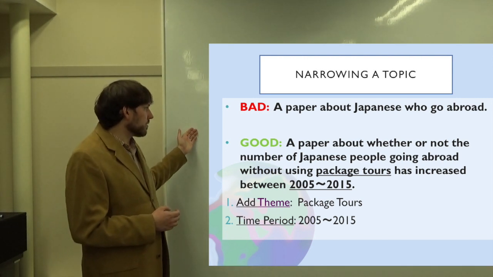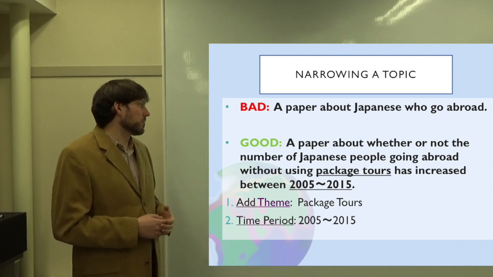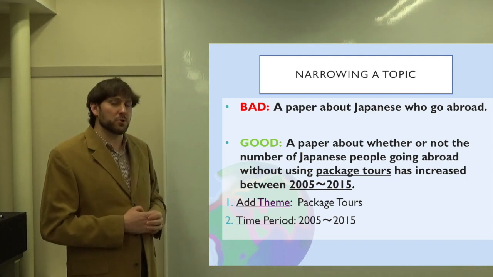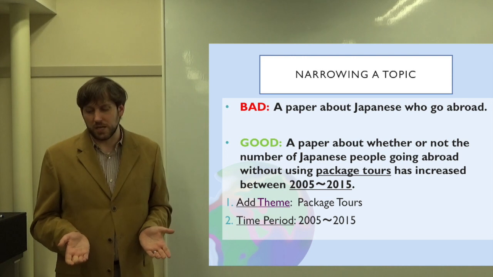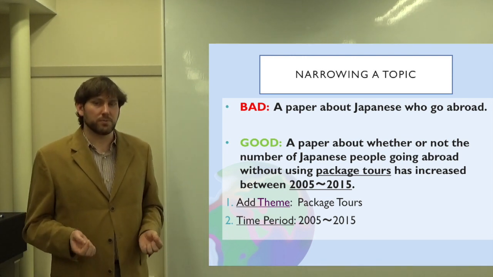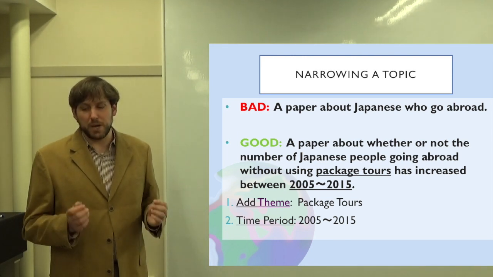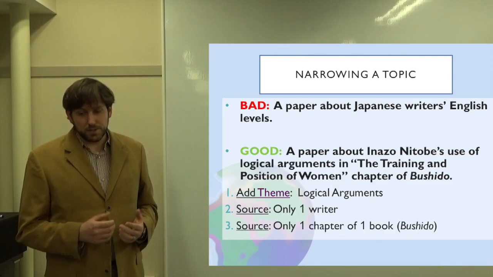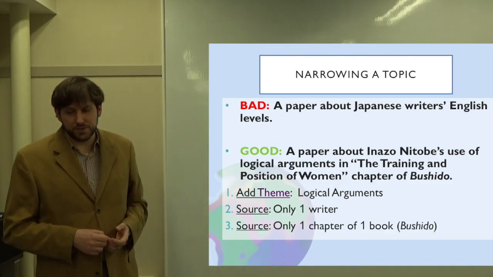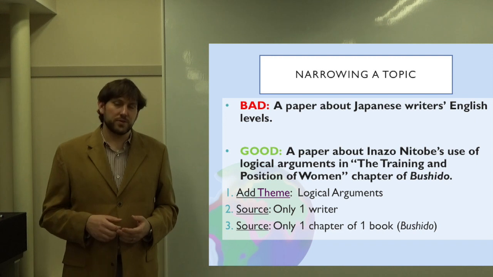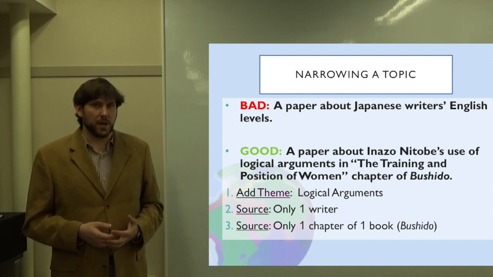Instead, a paper about whether or not the number of Japanese people going abroad without using package tours has increased between 2005 and 2015. If we narrow it in this way, we have a much better basis to talk about what's going on. This would also be bad, a paper about Japanese writers' English levels. There's too many different things that can be said about that.